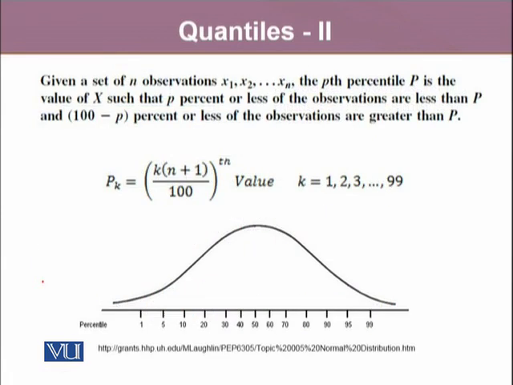So if we look at this symmetric curve, we will notice that there are all these segments. P1 is a value that has only 1% of the data below it. P5 is a value that has 5% of the data below it. And similarly, P50 is actually a value that has 50% of the data below it, and this is a value that has 50% of the data above it. Similarly, P90 is a value that has 90% below and 10% above. And similarly, they move on.